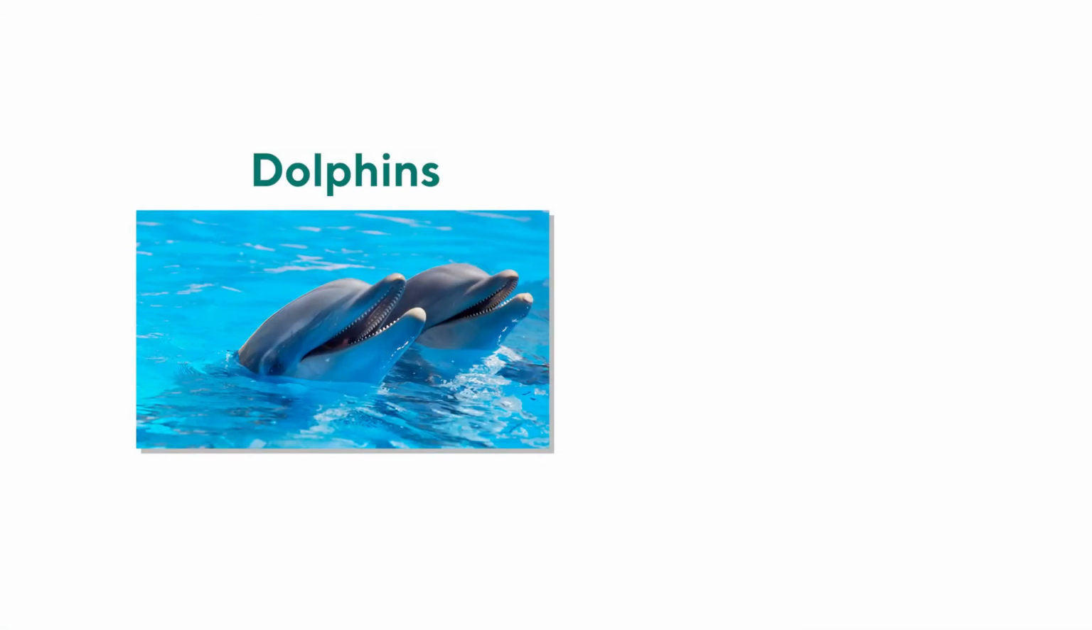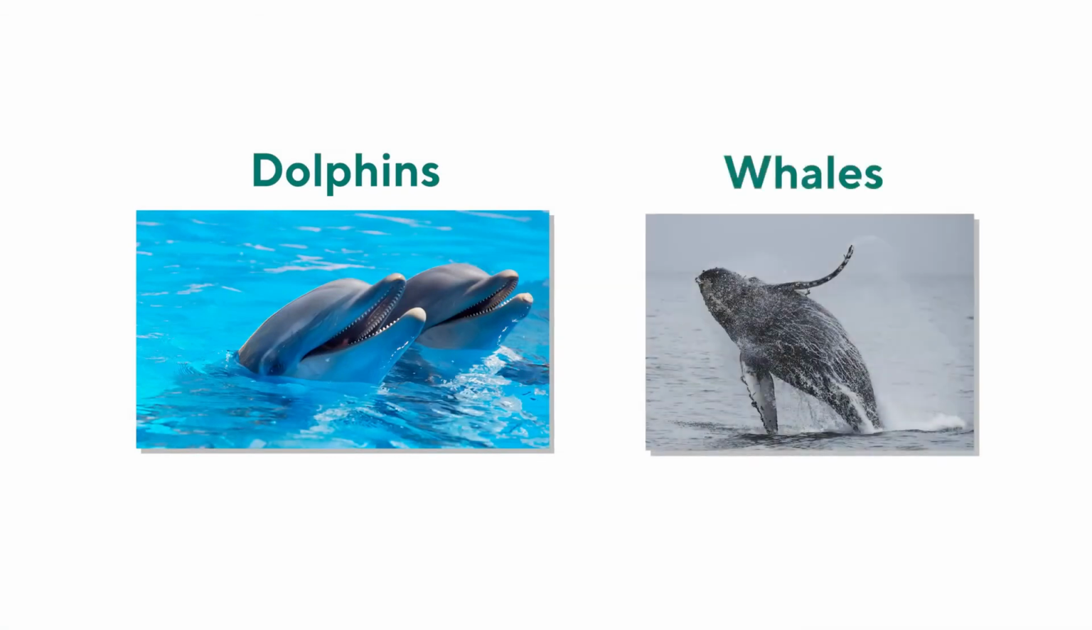Now, there are exceptions also. There are animals like dolphins and whales. How do you think they reproduce? They look like fish. They must be laying eggs, right? No, they are mammals. They give birth to their young ones.